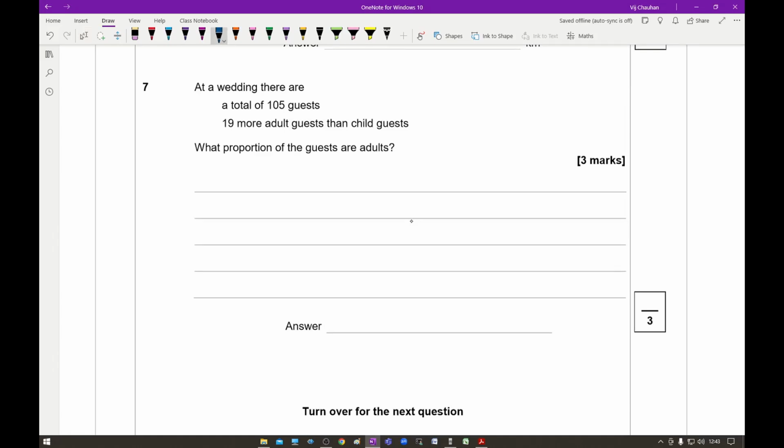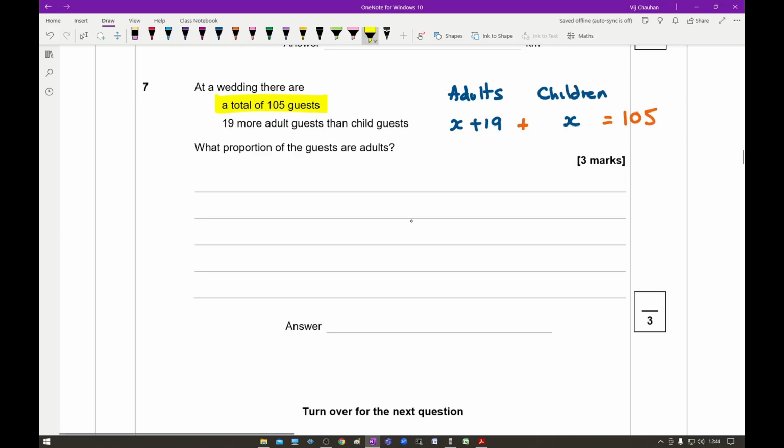Now for this, it is important that we use a bit of algebra. So I'll have a little heading of adults and children. Here it says that there are 19 more adult guests than children. So if children are x, then the number of adults is going to be x plus 19. Now it tells me that there are a total of 105 guests. So if I add these two numbers up, it should give me an answer of 105.